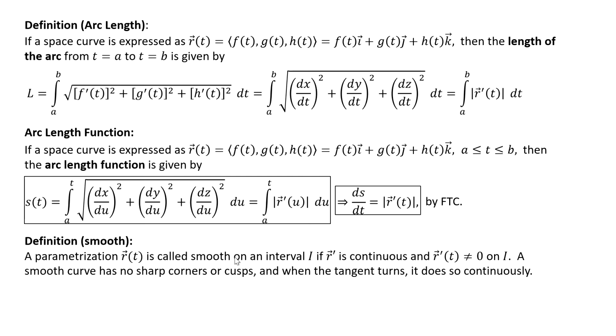And while that is one aspect of it, here is the second aspect of it. r prime of t cannot equal 0.